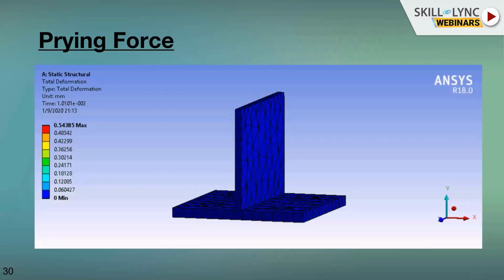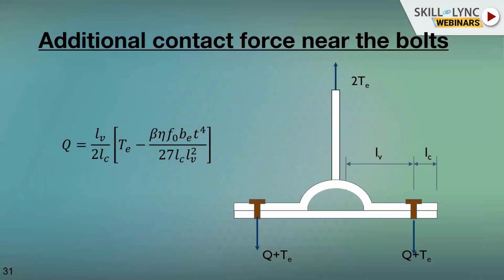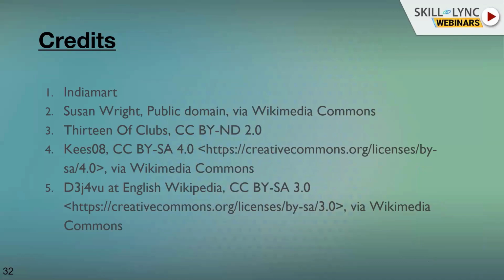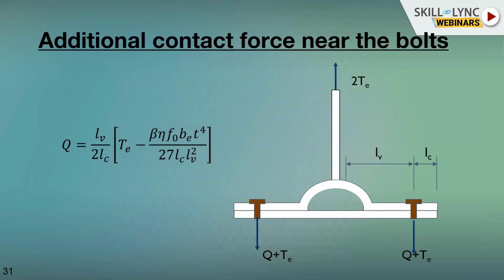Next slide, please. This is the mathematical expression for prying. Whenever a tension force is applied on a joint like this, a small hill-like appearance will appear on the connecting plate, which induces an extra force that needs to be taken into consideration for the bolted joints. Here it is denoted as Q, and this is the formula for calculating the Q value. The terms beta, eta, LV and LC are considered in the design.